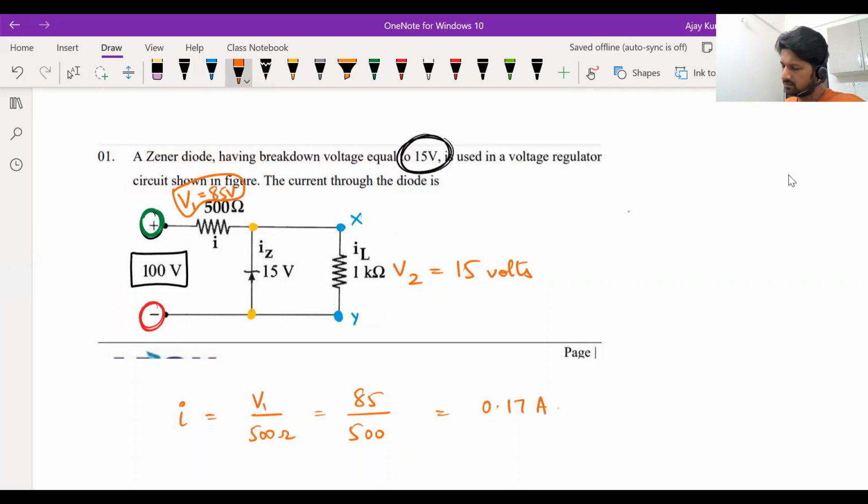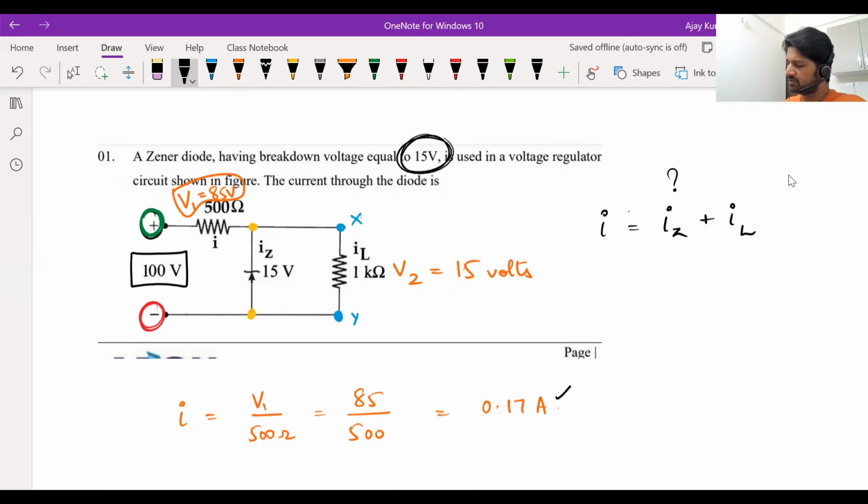Okay. Now the current I splits into two branches. One is IZ, the current through the Zener diode, and the other is IL. So simple KCL equation, I is equal to IZ plus IL. Now the question is to find out how much current flows through the Zener diode. You can't do that directly. Okay. Only when you know the other two currents, you can tell how much is the current through the zener.